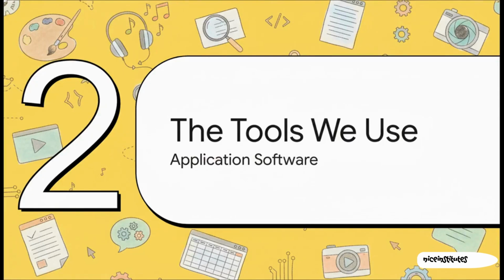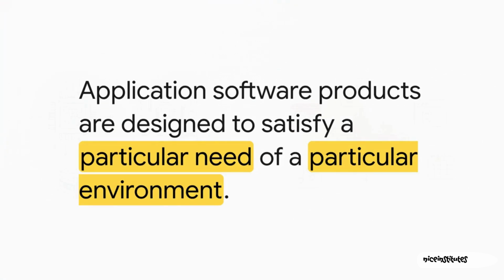Okay, so now let's go from the engine room right up to the cockpit. This is where we find application software, the fun stuff. These are all the programs that we actually choose to install and use every single day to get things done. So right away, here's the big difference. Unlike system software, which serves the computer, application software is here to serve you.